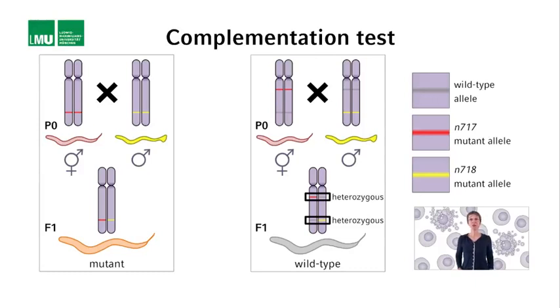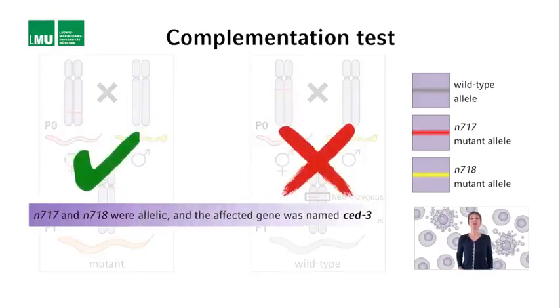It turns out that N717 and N718 are different mutations in the same gene, which was named Z3, the third gene in C. elegans that can mutate to cause a defect in cell death, this time a general block in apoptotic cell death.